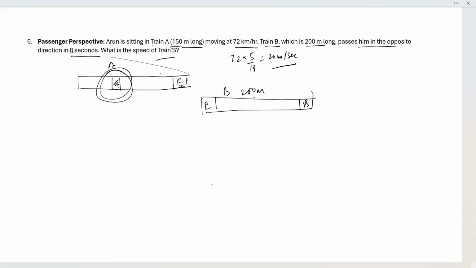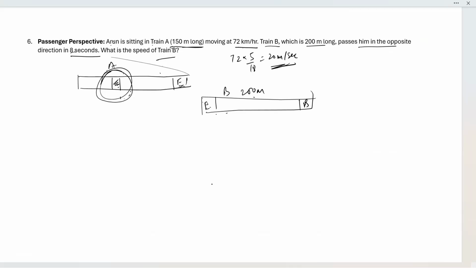So all we need to do is just find out the speed of Arun. That is given. Arun will be traveling at the same speed at which train A is moving, which is 20 meter per second. Okay. So the time taken for train B to cross Arun can be found by using the concept that we used over there, applying the relative speed concept. We'll ask Arun to stop and let train B do all the moving.